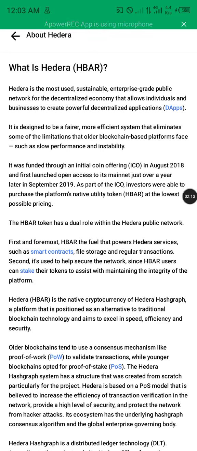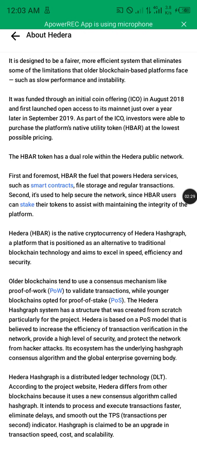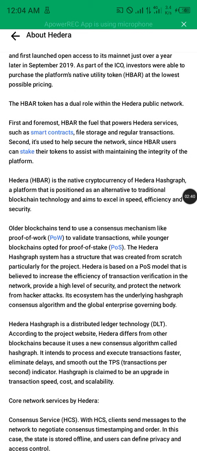As you can see right there, they said first and foremost, HBAR is the fuel that powers a DYOR service. So it's basically the token leveraged to run the smart contracts of the Hedera service, and it also helps with file storage and regular transactions. It helps to secure the network since HBAR users can stake their coin to help maintain the network. So it's actually the native currency of the Hedera Hashgraph, a platform used for speed, efficiency, and security.